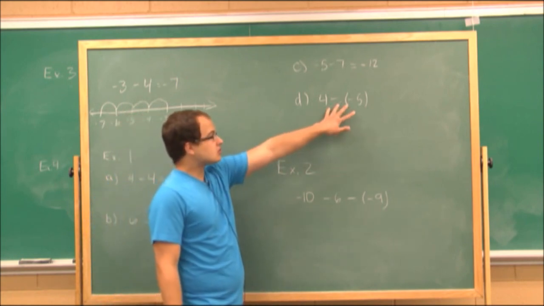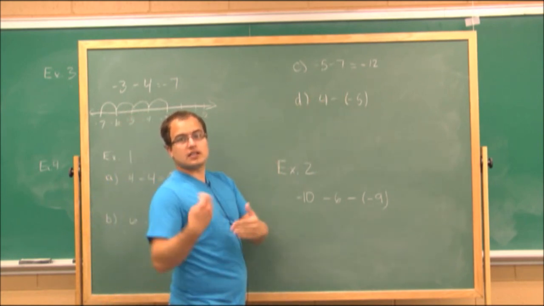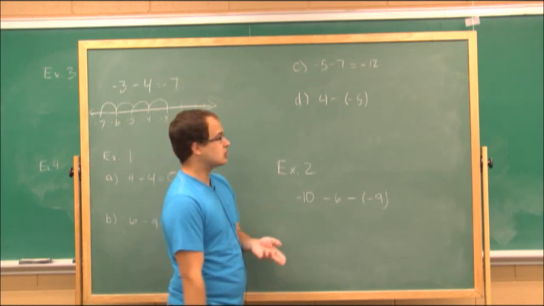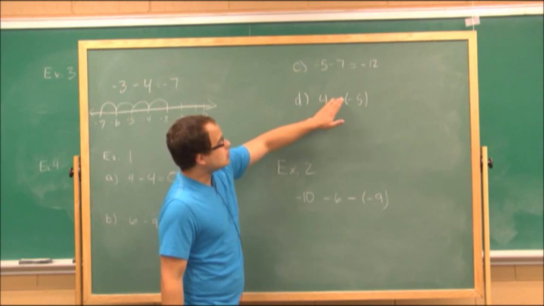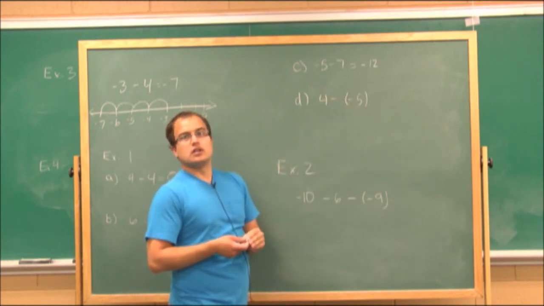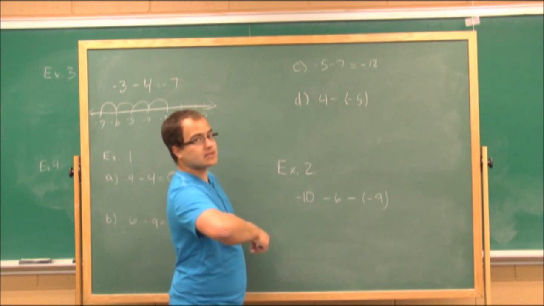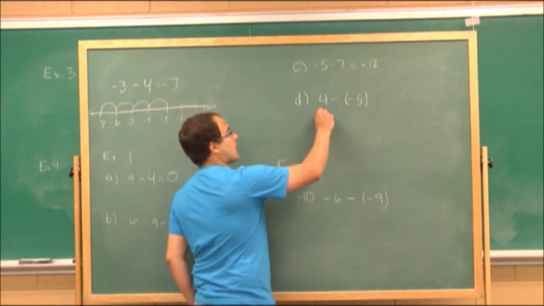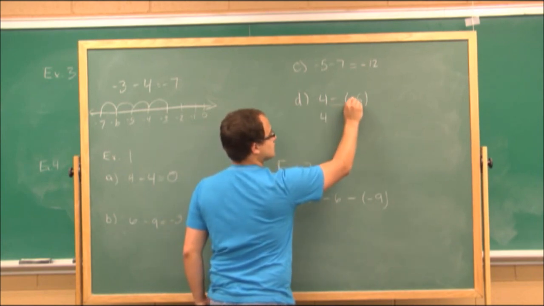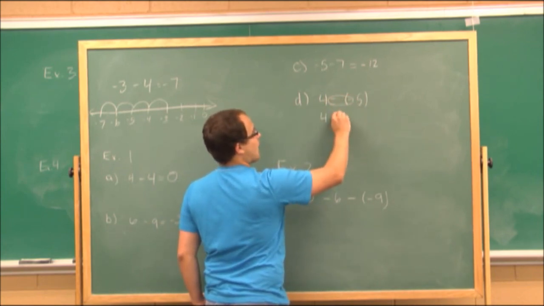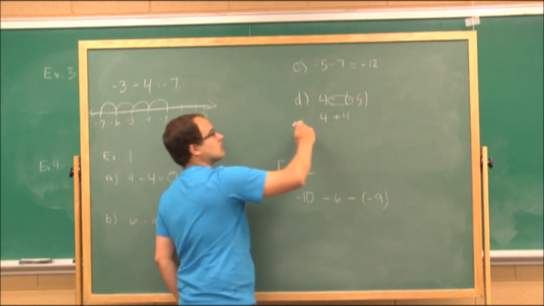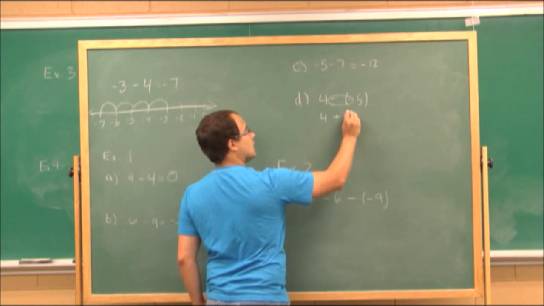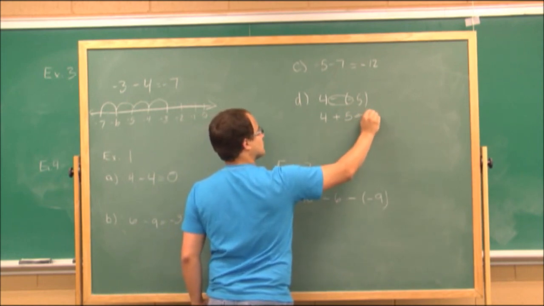Now this is the one that I was talking about. In addition, when we had a positive and a negative sign next to each other, it was the same as subtraction. Well, when we have two negative signs, if you remember from Introduction to Integers, the opposite of an opposite is just a positive. So in order to work these problems out, whenever there's two negatives next to each other like this, that becomes a positive. So D goes from 4 minus -5 to 4 plus 5, which equals 9.